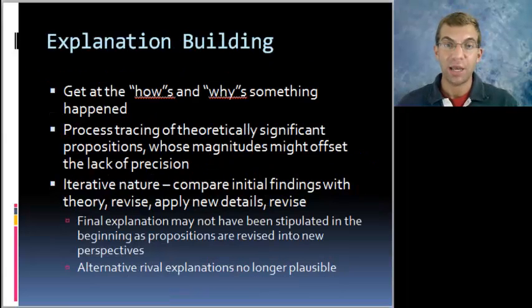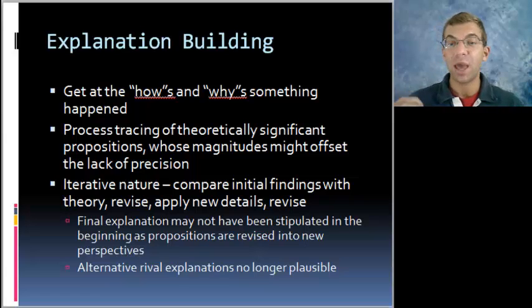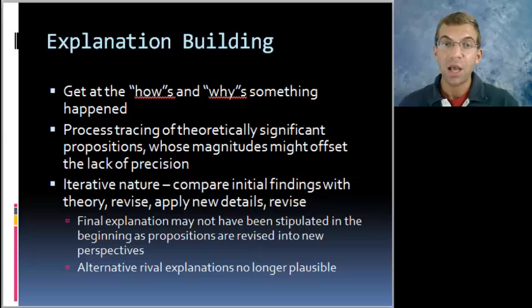From there, you want to try to do explanation building, which is getting at the hows and whys of something happening. So this is basically process tracing of theoretically significant propositions. These are things that are based in theory, where if you can get the process right, it gives credence even if you might not be exactly precise with your data. So this is an iterative process. As you get initial findings, you go back to your theory and revise. What's not working the way you thought it would? After that, you revise your theory again, look for more evidence, and it goes on and on. So the final explanation might not have been what you thought it was, but you've revised with new perspectives, and now this explanation makes the most sense according to rival explanations.